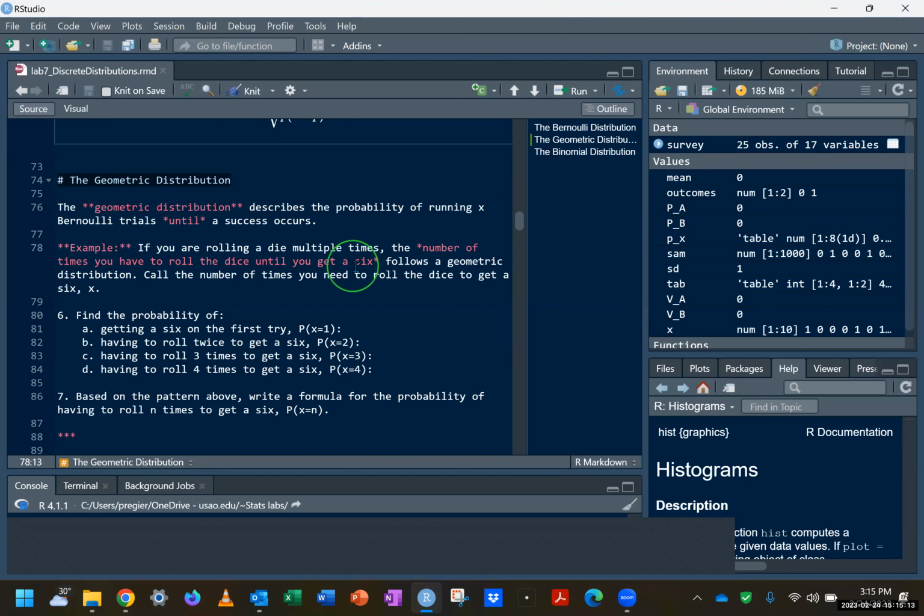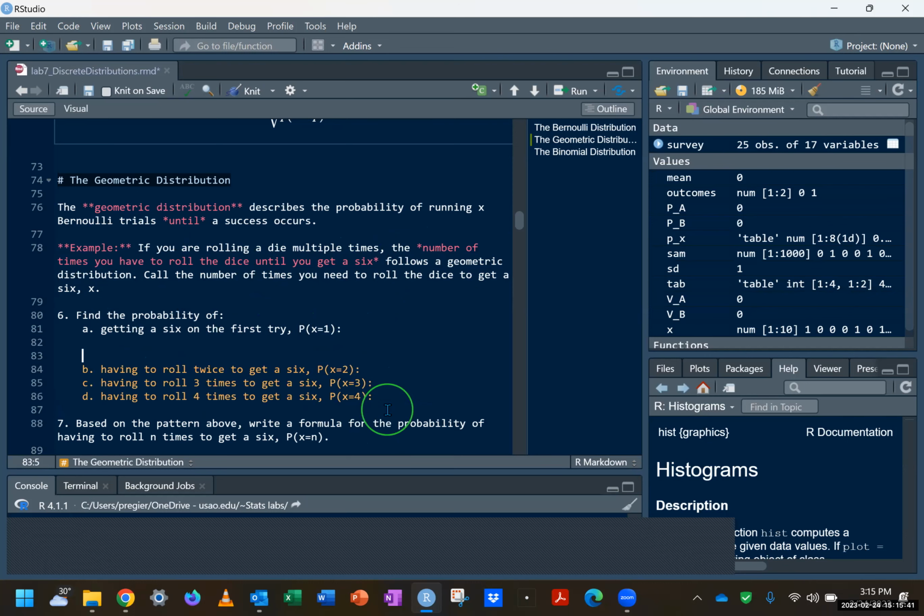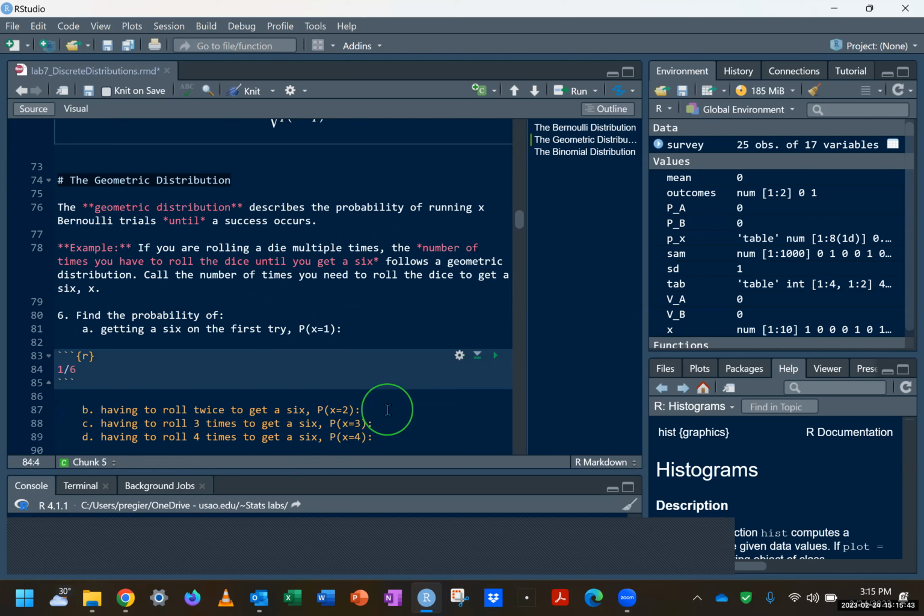Suppose I'm rolling a dice, and I want to know how many times I have to roll the dice until I get a 6. So let's call the number of times you have to roll the dice until you get a 6, X. And so we're going to find the probability of X equals 1. That means rolling a dice one time and getting a 6. So basically, what's the probability of getting a 6 on my first try? I would say 1 out of 6. Okay, that's not so complicated.